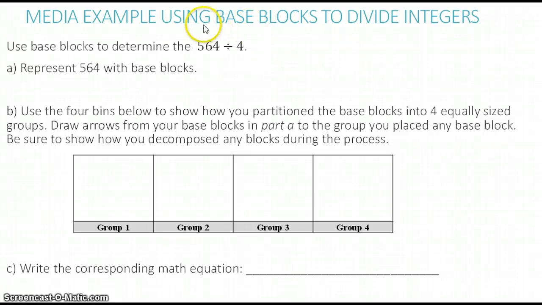In this example, we're going to use base blocks to divide integers. So thus far, we've only divided single-digit integers. Now we're going to look at larger integers. So here's our problem, 564 divided by 4.